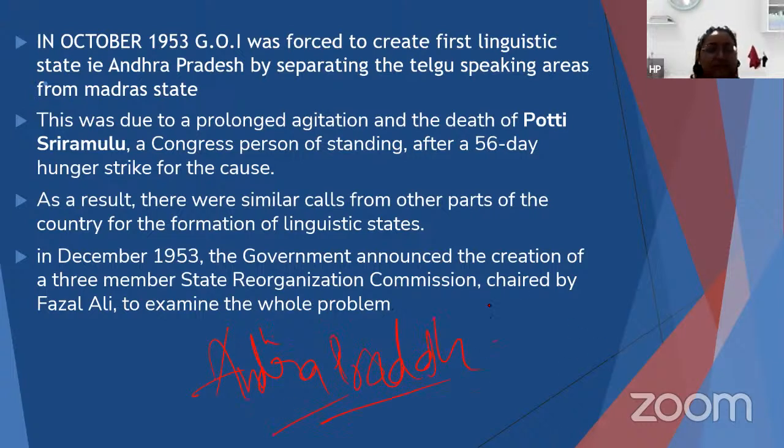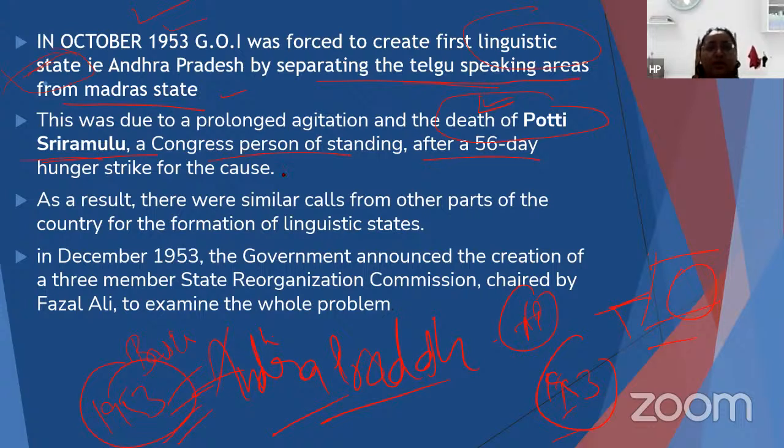Okay, Andhra Pradesh was the first linguistic state, which was formed by separating the Telugu speaking areas from Madras state. When they separated the Telugu speaking areas from Madras, which was the original province, then what? They formed Andhra Pradesh in 1953. Why? Because there was a lot of agitation from the public, and there was the death of Potti Sriramulu, who was a Congress member. He died after 56 days of hunger strike. Because of that there was a lot of agitation after his death, and the government was forced to create another state in 1953. And what was the factor? It was based on the linguistic basis, on the language basis its formation happened in 1953.